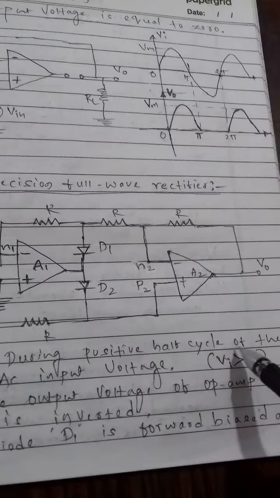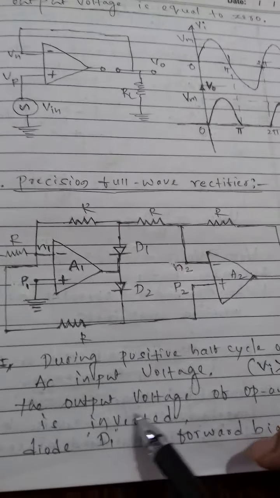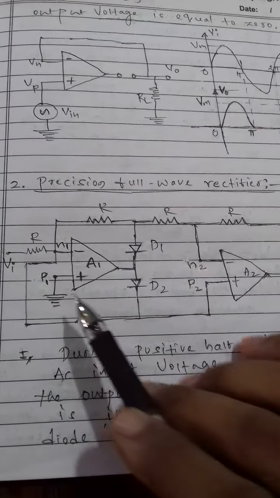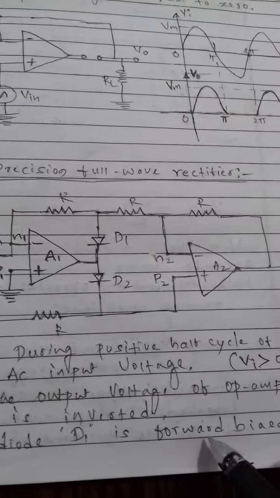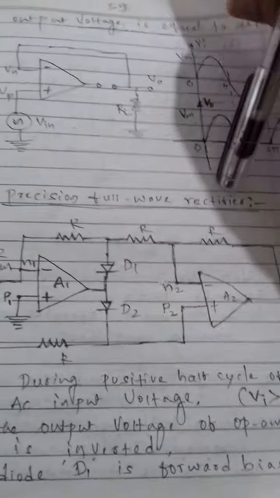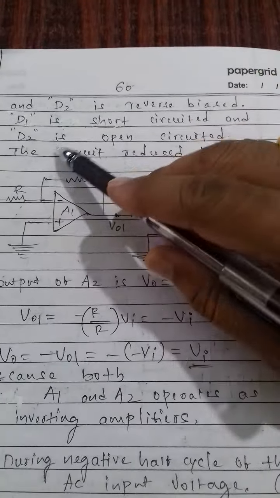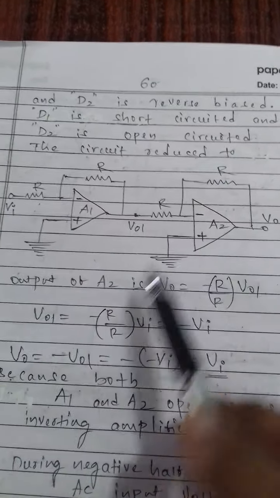During the positive half cycle of the AC input voltage, greater than 0, the output voltage of op amp A1 is inverted, so diode D1 is forward biased and diode D2 is reverse biased. D1 is short circuited and D2 is open circuited. The circuit is reduced to this form.